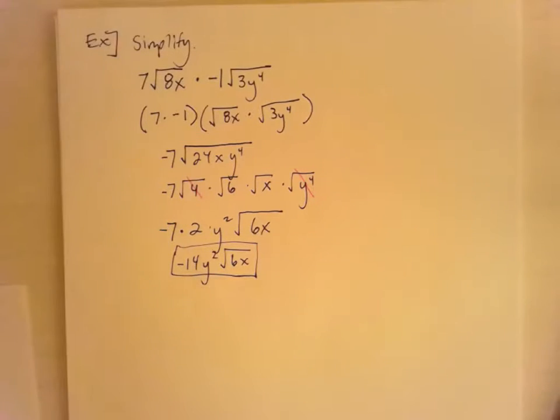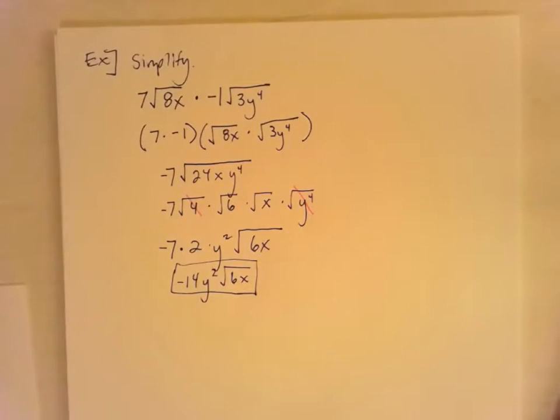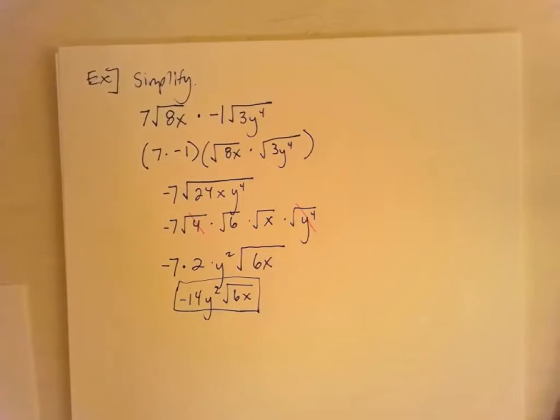So again, the key strategy there is multiplying your like factors first, regular numbers and then your radicals. Okay, and make sure you always simplify at the end. And one more time, I'll show you.